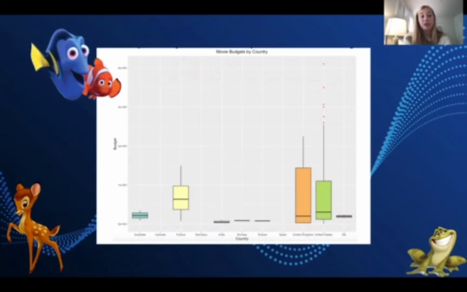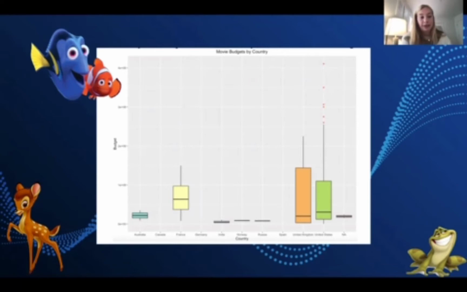France has a much larger budget with a median of around 60 million and a range of around 150 million. And then if we move to the other side of the graph, we can see that the UK's median is lower than France's median, at around 25 million. And the box plot is skewed to the right with lots of movie budgets higher than the median.